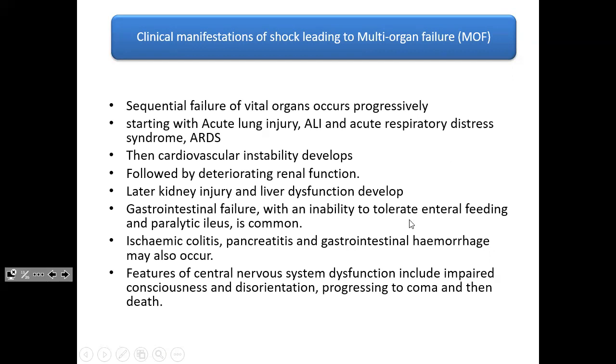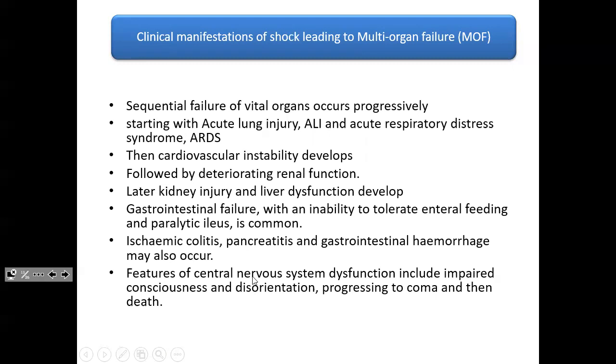After that, the heart will get affected and cardiovascular instability will develop, followed by deteriorating renal function, where the kidneys will start failing and kidney injury will happen. Then the liver will start failing, then the GI tract can start failing: paralytic ileus can happen, ischemic colitis, pancreatitis, GI hemorrhage may also occur. And finally, the nervous system will get affected and the patient can go into coma. So this is the way sepsis leads to end organ failure, or MOF, multi-organ failure.